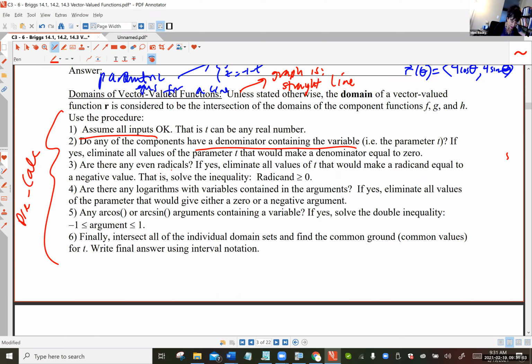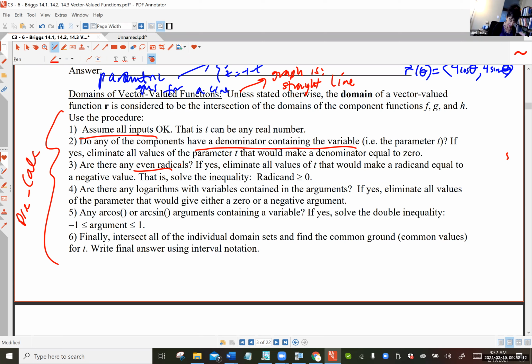Then I have to look at, hey, are there any square roots? We're going to avoid complex numbers in this course. So you don't want to have the possibility of taking the square root of a negative number in this course. You may have to eliminate any values of t that would make that square root have a negative radicand.